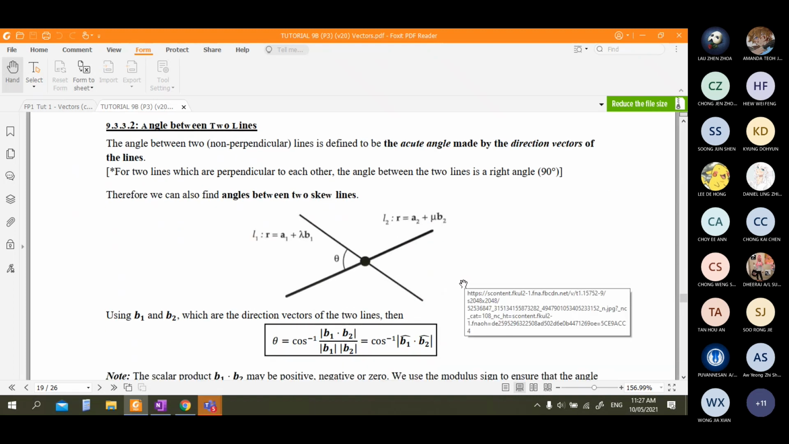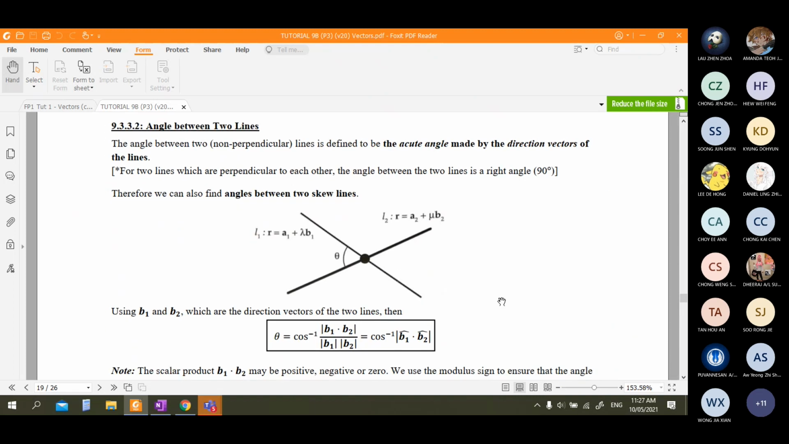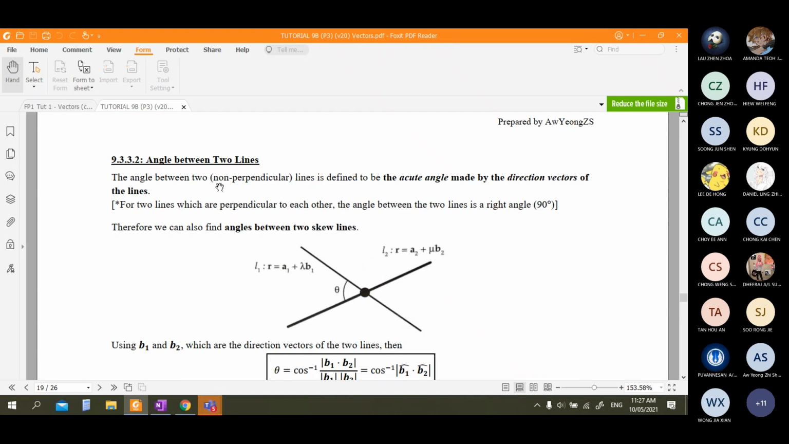Angle between two lines. This is the next page on page 19. The angle between two non-perpendicular lines is defined to be the acute angle made by the direction vectors of the lines.